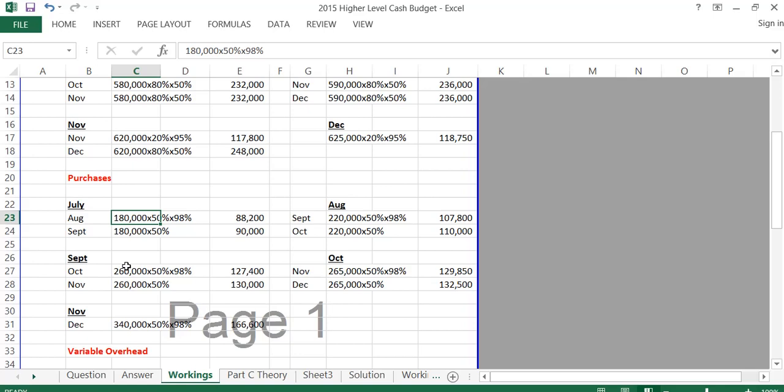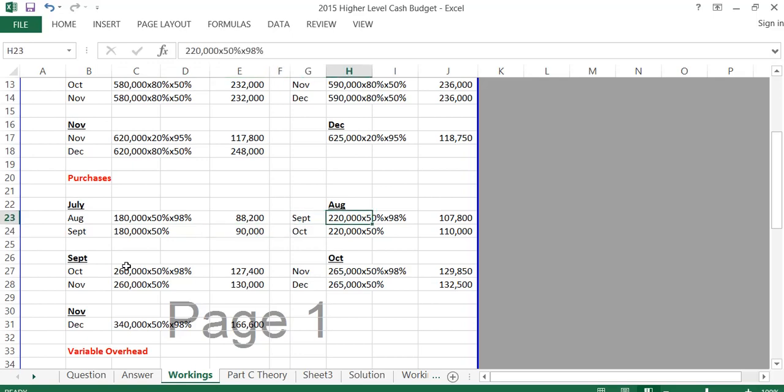Of those, 50% were paid a month after, which would be in August, and if we paid 1 month later, we got a discount of 2%, so we only had to pay 98% of that, which is 88,200. And then in September, again, we start off with our total purchases, and the other 50% were paid in September, but no discount was allowed.